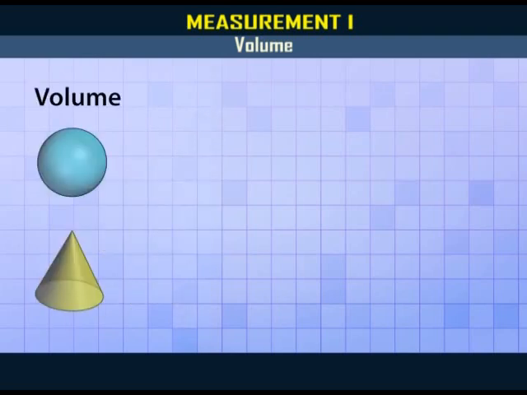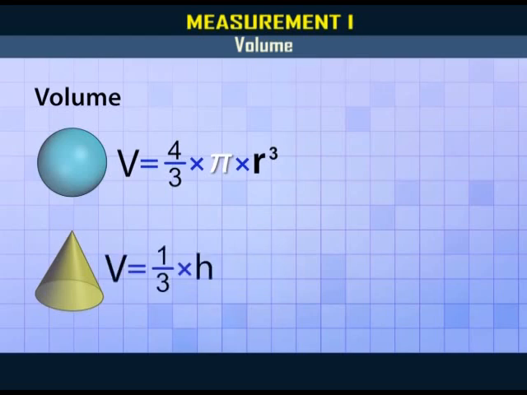To find the volume of a sphere, we use the formula volume is equal to 4 over 3 times pi times radius cubed. To find the volume of a cone, we use the formula volume is equal to a third times height times pi times radius squared.